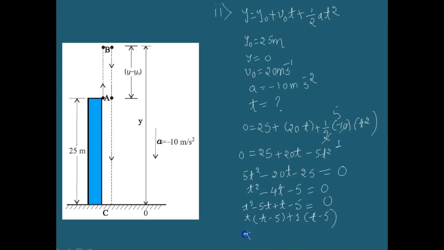So here we'll get two values of t, and we are considering the positive value of t by neglecting the negative one. So t is equal to what? Yes, the time taken is 5 seconds. So we got the same answer as in the first method. So here the time taken is 5 seconds.